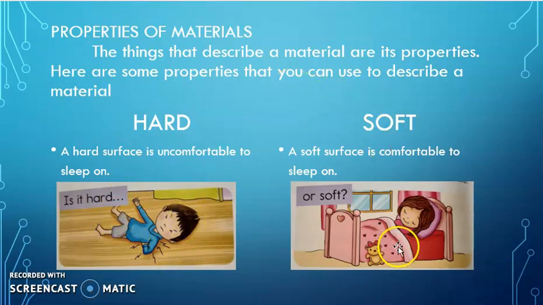Second one is soft. So look at this girl. She feels so comfortable while sleeping because her blanket, her pillow, and even the mattress here are soft. Let's move forward.